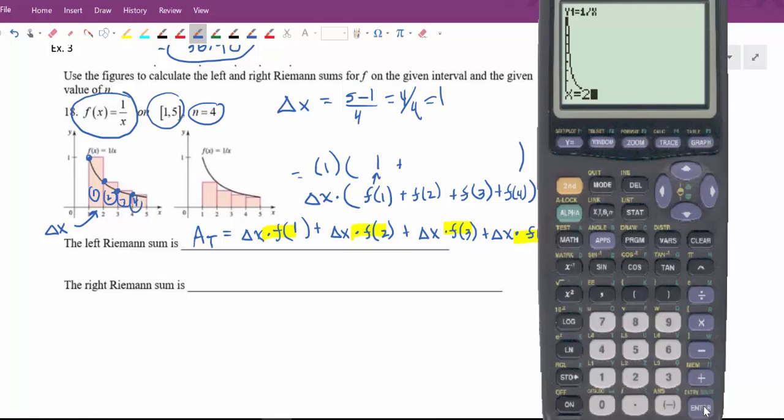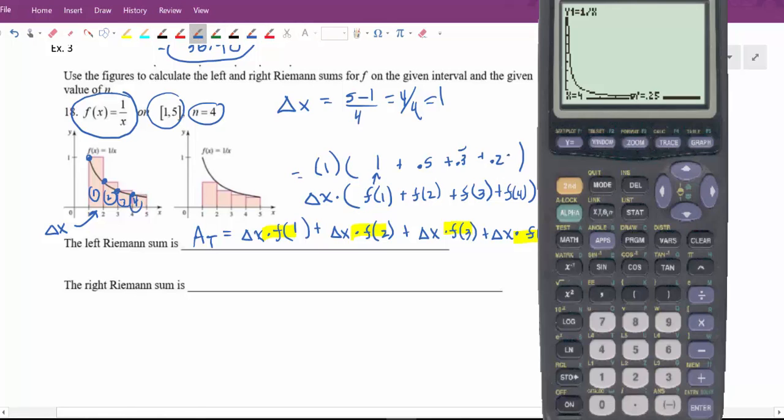Trace it 2. That's 0.5 or a half. Trace it 3. That is a third. It's really 0.3 with repeating 3's. Trace it 4. That's going to be 0.25. Okay, then we can take our calculator and add them all up. Sorry, yeah, makes sense. It's getting smaller.